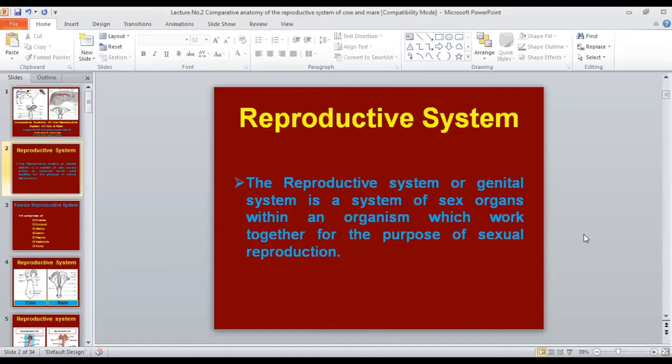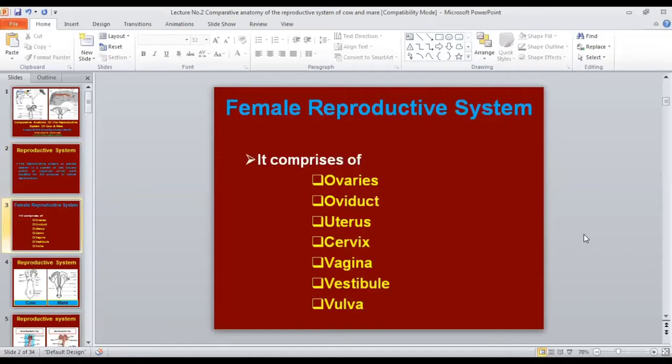That is a very simple introduction. The reproductive system, or you can say the genital system, is a system of sex organs within an organism which work together for the purpose of sexual reproduction. This is a very simple introduction about the reproductive system.